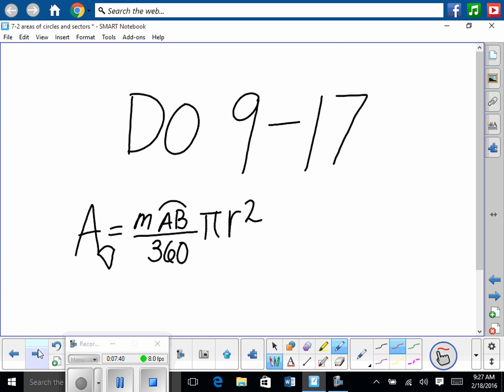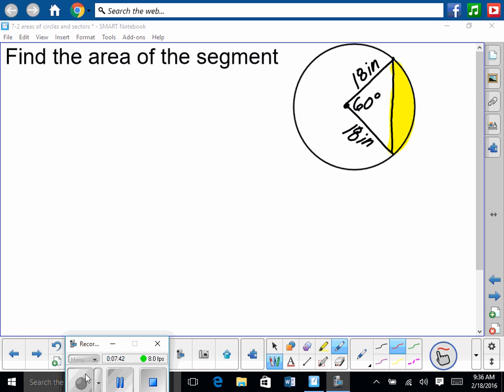Do 9 through 17. All right, guys, I just teach it. I don't give you a formula for it because the formula is just calculating what we're about to do. So it's easy just to think through this one.